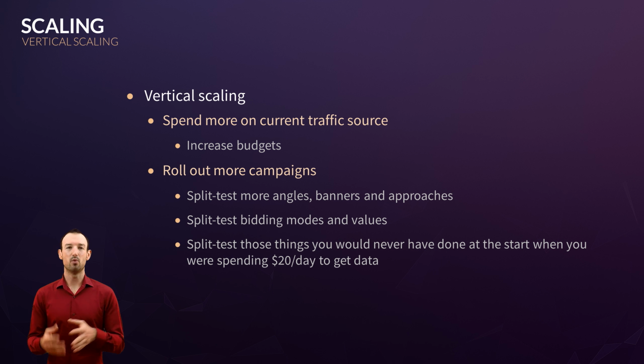So split test more things, more angles, more banners, more approaches, split test bidding modes and the values that you use, CPM versus CPC, whitelisting, blacklisting, all of the kinds of things that work towards optimizing your ROI and your revenue on those traffic sources, while at the same time moving to much higher spend levels. These are the kinds of things that you would never do at $20 a day, because you would not have enough data to have any chance of doing this in any sensible way.